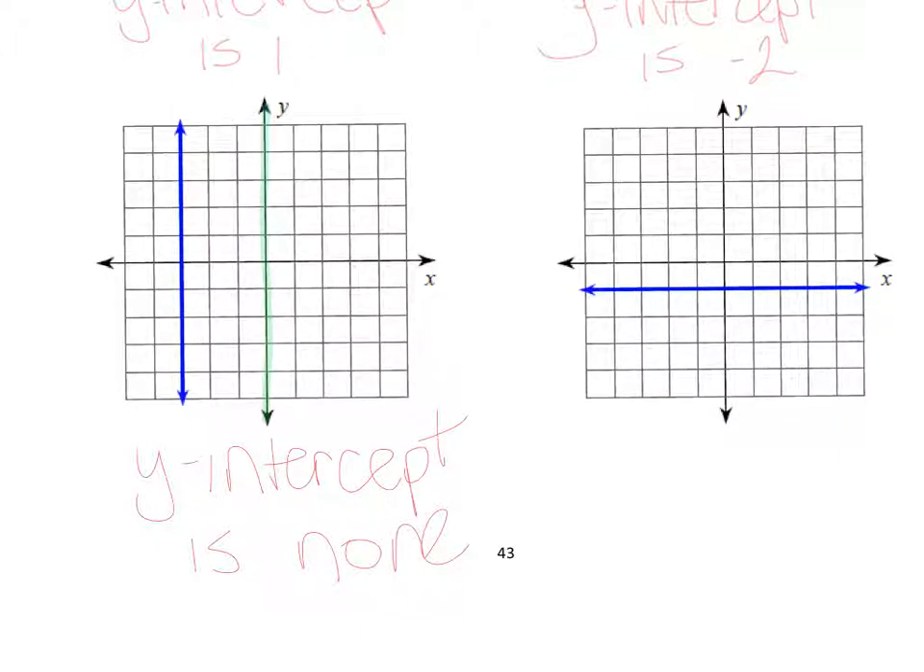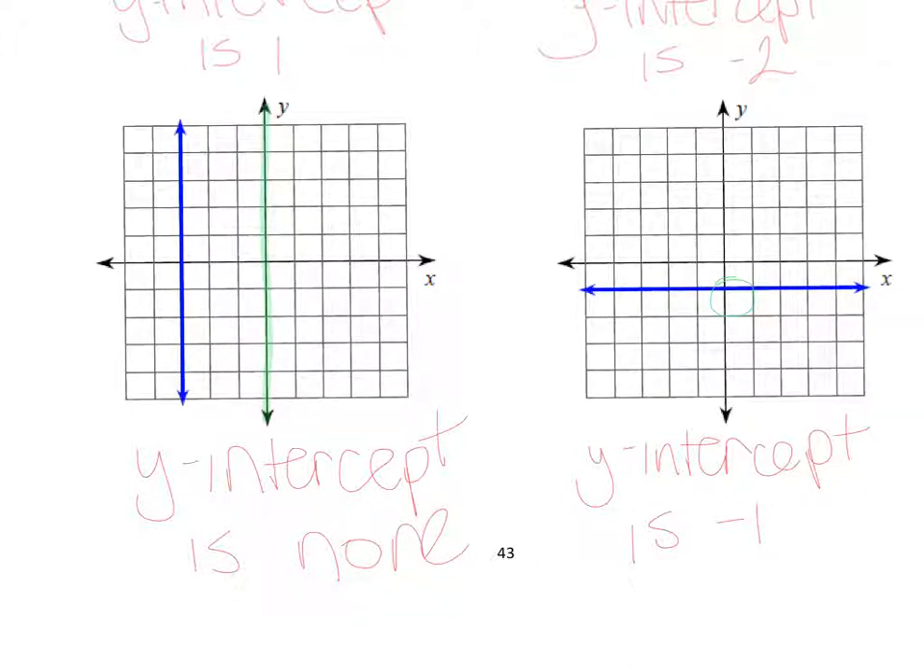And then for the last one, you'll notice that the y-intercept is right there. It's below the x-axis. So we would say that the y-intercept is -1.